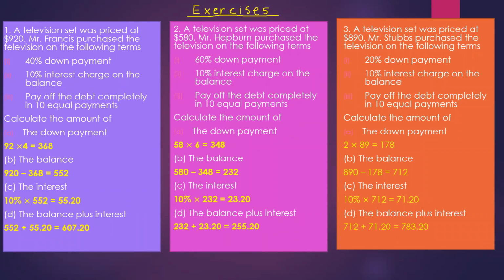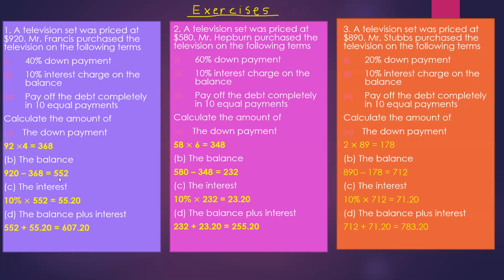And then B is asking for the balance. You have to take away the down payment from the price. So you have to minus 368 from 920, and that gives you 552. Good.